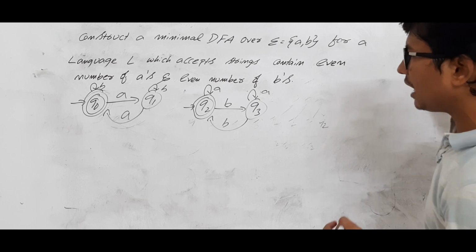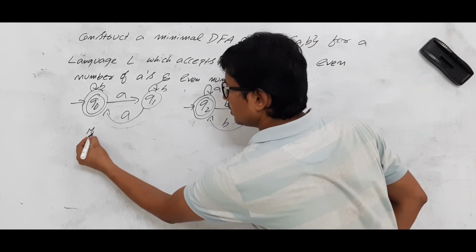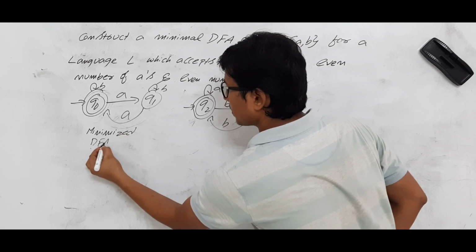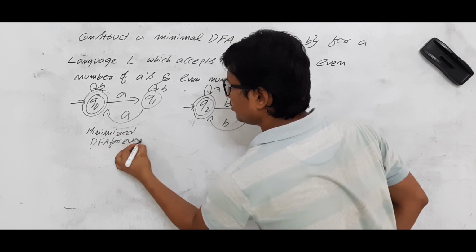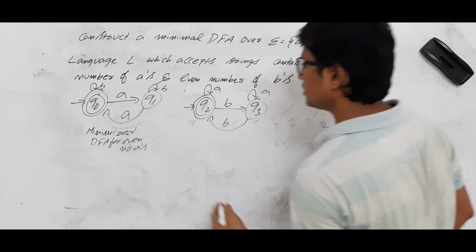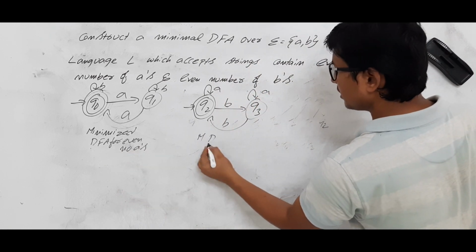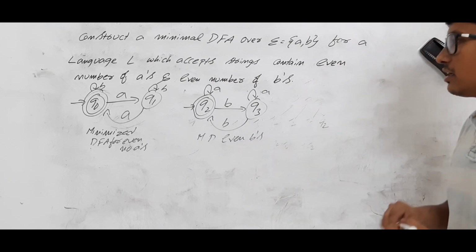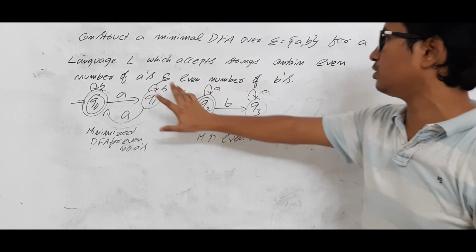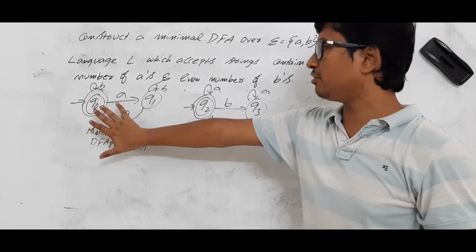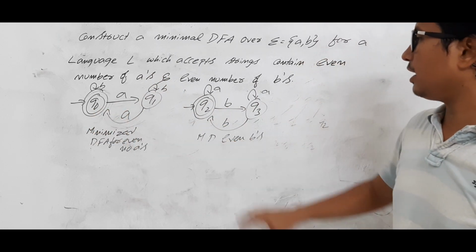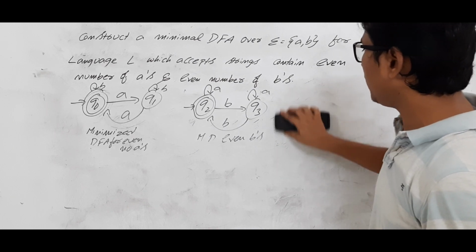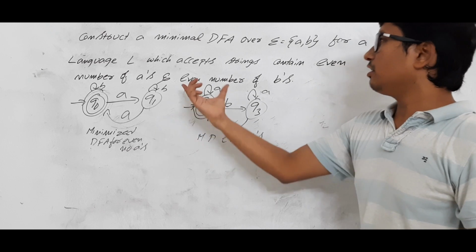So what I can say, this is the minimized DFA for even number of A's. This is the minimized DFA for even number of B's. Are you able to understand it or not? It means we have split this question into two parts. First I got the DFA for even number of A's and I got the DFA for even number of B's. Now with these I will get the final solution.